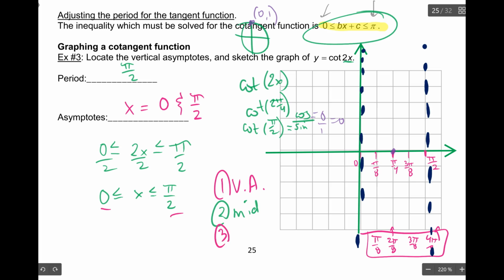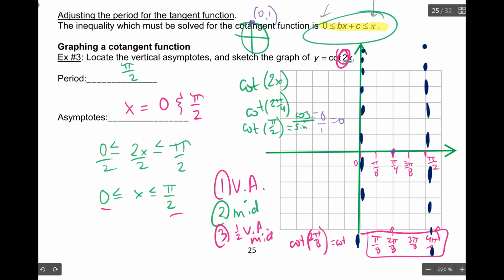So I found my mid. So lastly, we're going to find the halfway between the vertical asymptote and the mid. It may or may not surprise you. I feel like you will know what these numbers will be. So cotangent of pi over 8. Don't forget to multiply by 2 because here's that 2 in my function.